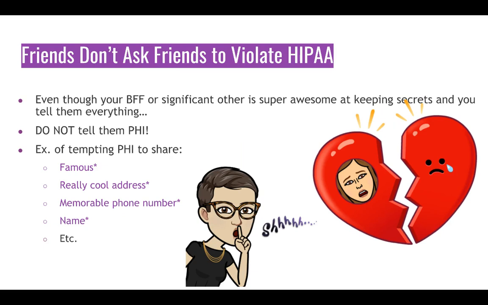So even if your best friend in the entire world or your boyfriend or girlfriend that you love so much is amazing and they're like, I promise I won't tell anybody, we do not want to tell them any PHI. I know it can be really tempting. Maybe you see a chart and somebody has the exact same name as you, or they have a phone number that goes 1, 2, 3, 4, 5, 6, 7, 8, and you're like, oh my gosh, this is really cool. Maybe they live at a really cool address, or it is in fact a famous person. These are not things that you would want to share with them.